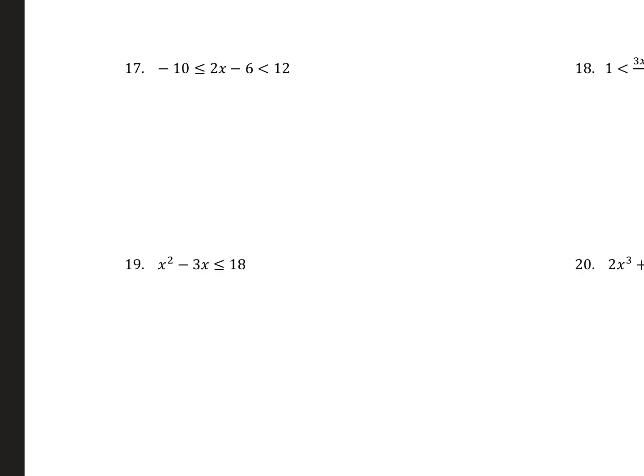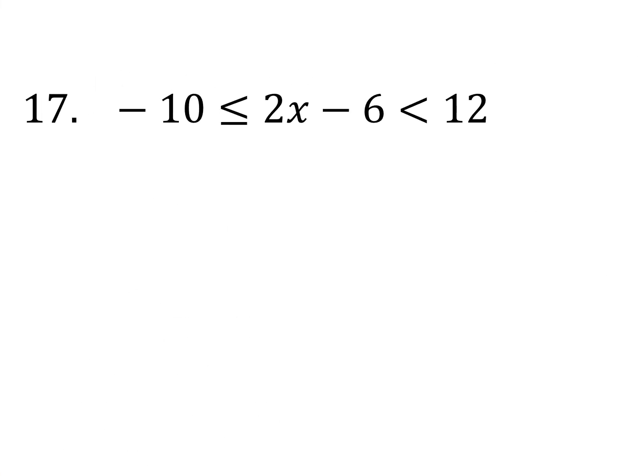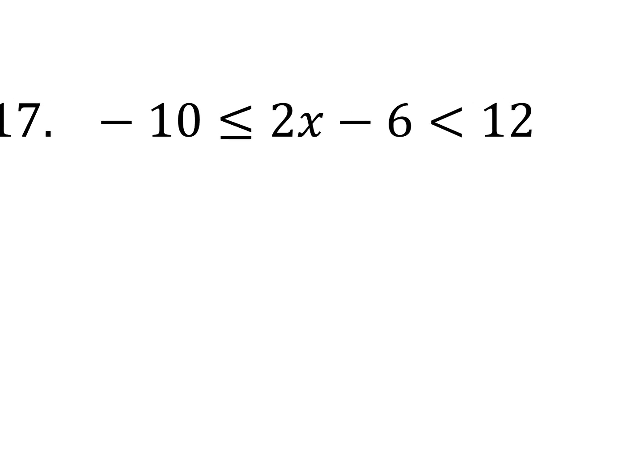On the next page, 17 is our compound inequality. So we want to get x alone in the middle, so we have to undo everything to it. So what should I do first? We're going to add 6, but make sure you add it to the right side and the left side. So this is kind of like 2 equations in one, or 2 inequalities in one. So we just have to add it to both sides. So we get negative 4 is less than or equal to 2x, which is less than 18.